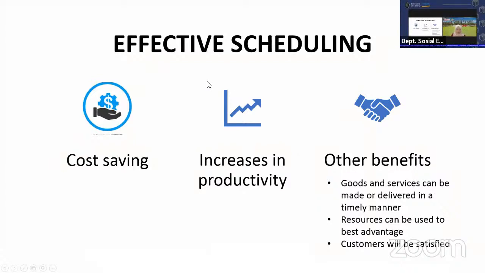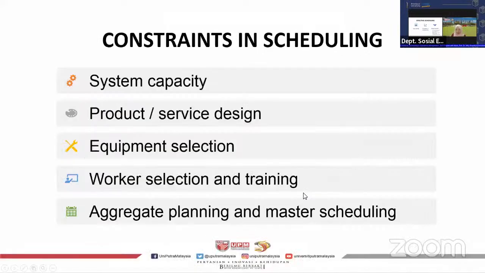All right, so effective scheduling, just to share with you, can bring cost savings and an increase in productivity, and we can also have other benefits, for example, very effective or efficient delivery. We can have our resources used to best advantage, meaning to say that you can optimize your resources, less waste, and then you can also have the circular economy, and you can also have customer satisfaction, high customer satisfaction.